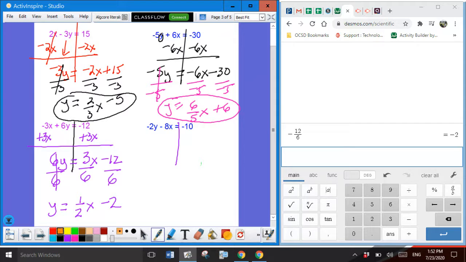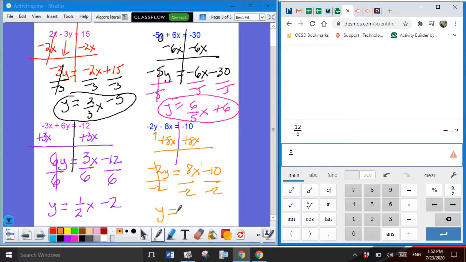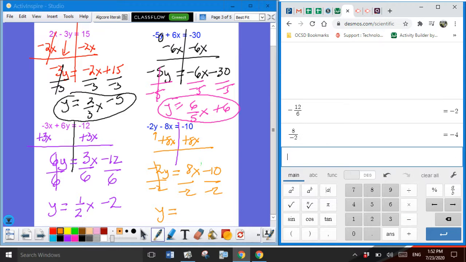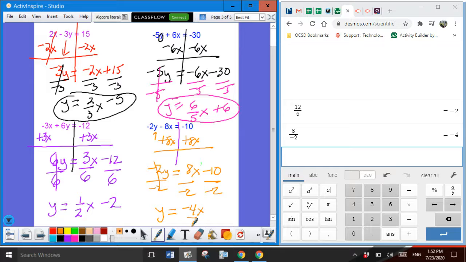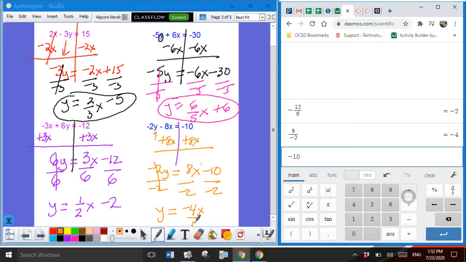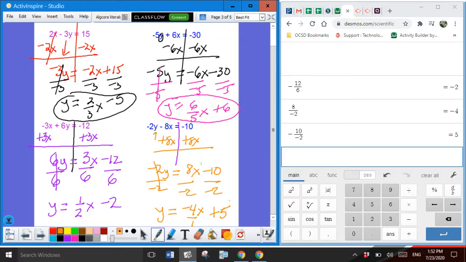All right, last one on this page. Let's see what you can do with it. So here's my y. So I'm going to add the x. So negative 2y equals 8x minus 10. Divide 3 times. Negative 2, negative 2. Cross out. Y equals 8 divided by negative 2 is negative 4. So negative 4x. That can be seen as negative 4 over 1. That's just fine. And negative 10 divided by negative 2 is 5. So plus 5. And it's finished.